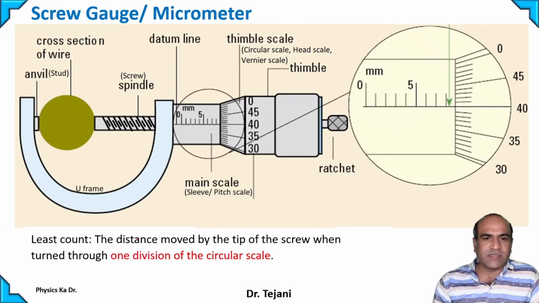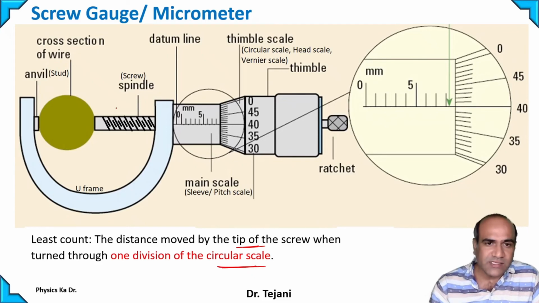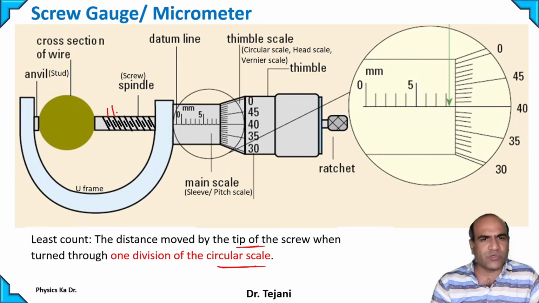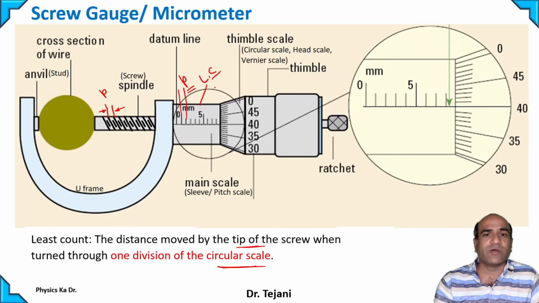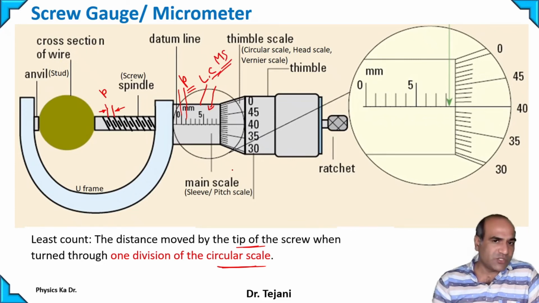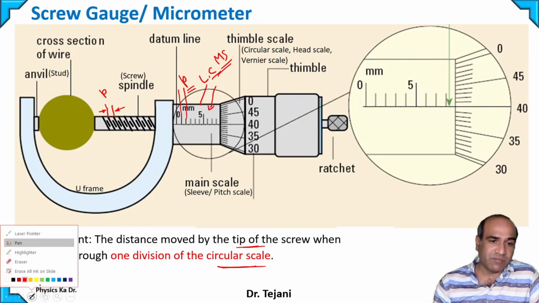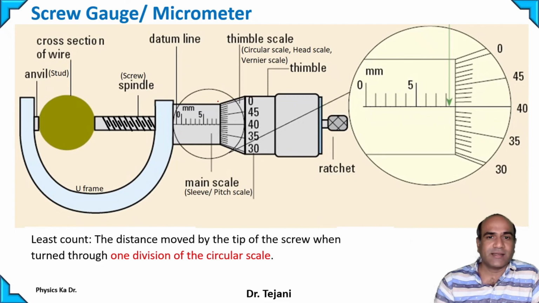So least count is the distance moved by the tip of the screw when turned through one division of the circular scale. See, in this case, pitch means the distance between two consecutive threads. This pitch is always equal to the least count of the main scale. See, the least count of the main scale is not equal to the least count of the total instrument. Remember, this kind of question is usually asked.